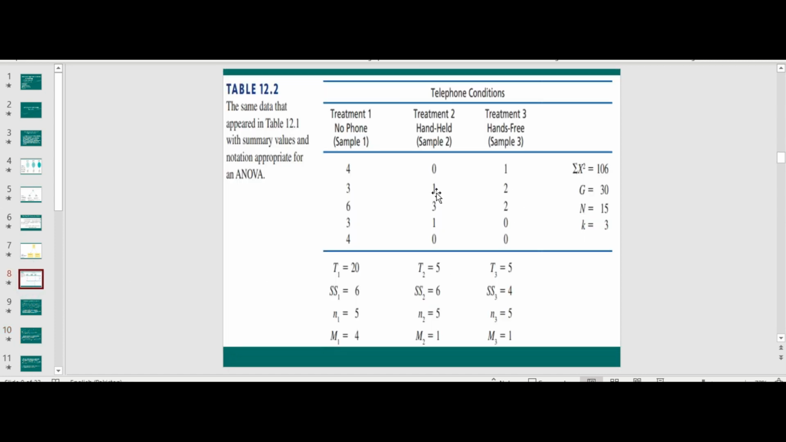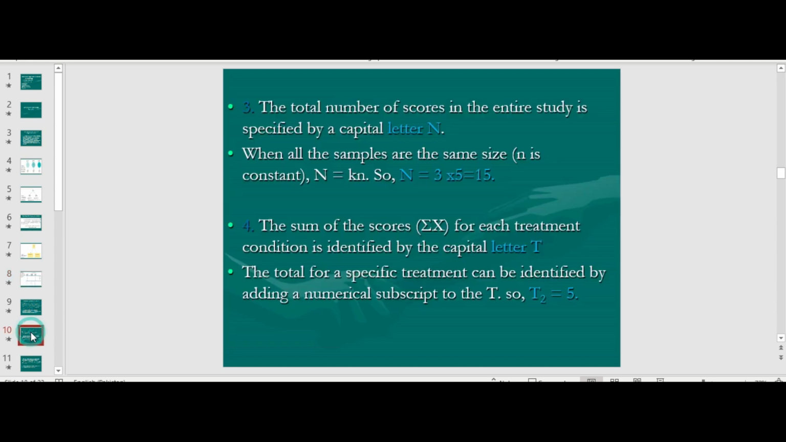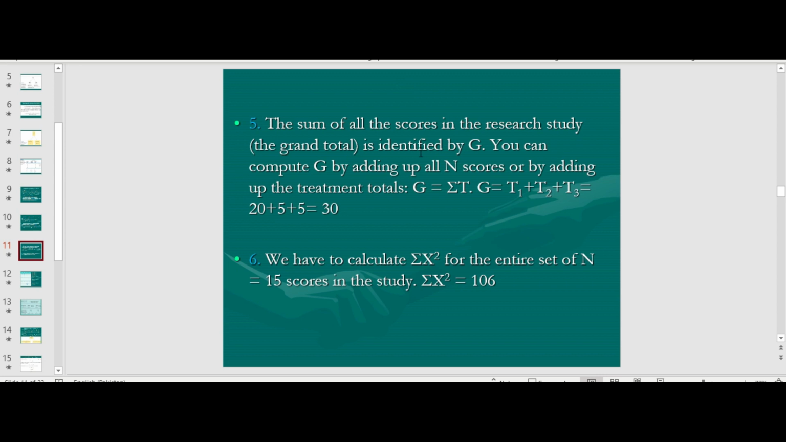इसको आप प्लस कर लें, 3, 4 and 5, and T2 is equal to 5 and T1 is equal to 20. इसको सबको प्लस करेंगे तो हमारे पास 20 आ जाएगा, और इसी को सबको प्लस करेंगे तो हमारे पास 5 आ जाएगा, and T3 will be equal to 5. और इसी तरह से next है the sum of all scores in the research study, the grand total is identified by G.